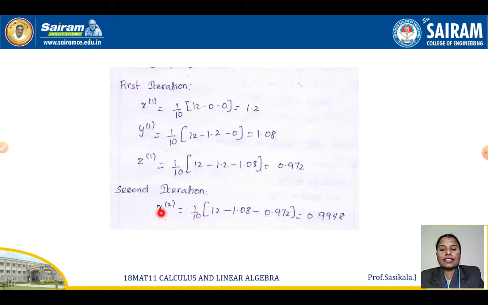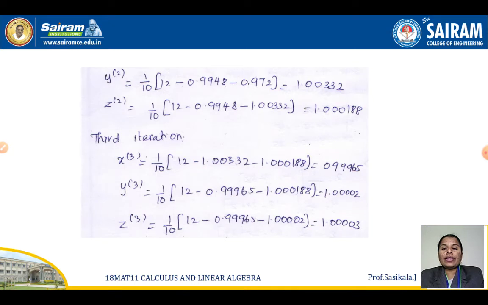So what is your second iteration? To do the second iteration, you should use the recent values from the first iteration. In equation number 1, substitute your y and z values, which are 1.08 and 0.972, which will give 0.9948. Okay. Now you can go with y of 2. So y of 2 will be a combination of z and x, right? So you have to use z of 1 and x of 2. The x of 2 value we now have. So 1 by 10 of (12 minus 0.9948 minus 0.972).